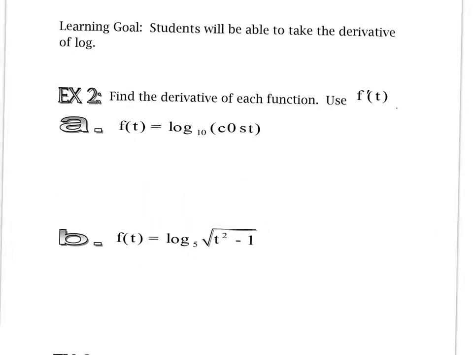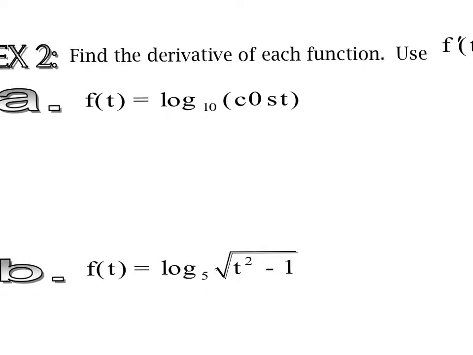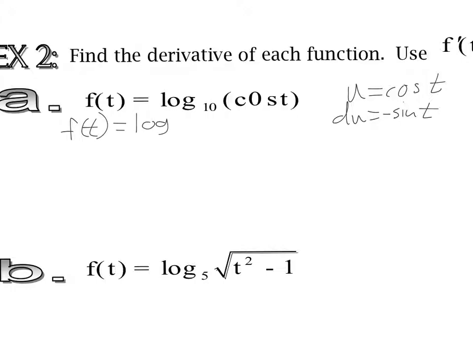Alright, see, now we're starting to get into some real interesting stuff here. This is the log base 10 of cosine of t. So let's give this guy a shot. This is definitely going to be some u substitution, because we're going to have some chain rule here. So let's let u equal the cosine of t, and therefore the du, the derivative of cosine, is negative sine t. So let's go ahead and rewrite this. That means that f of t, not the derivative yet, is log base 10 of u. Well, that's easy enough. We could take the derivative of that. It's just 1 over the natural log of 10 times u times du.